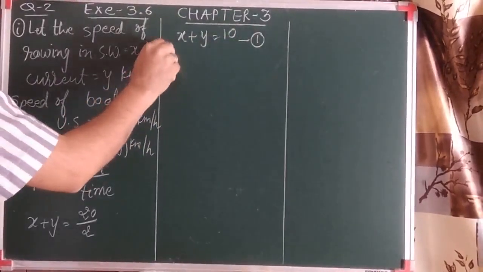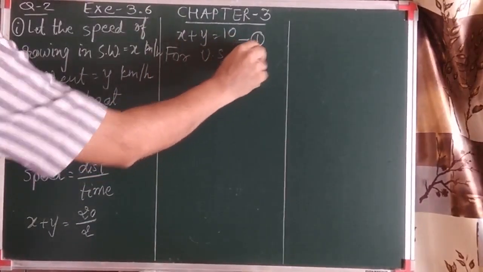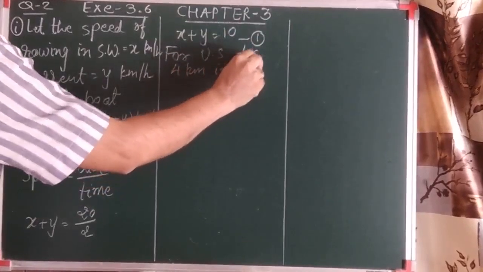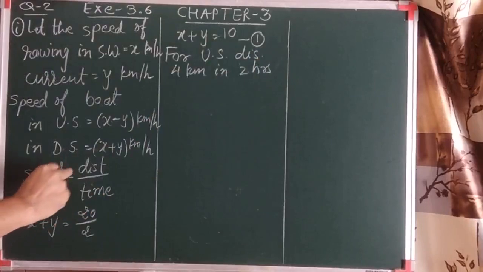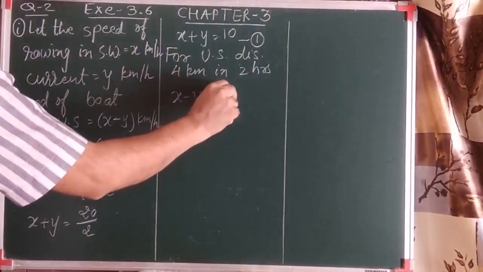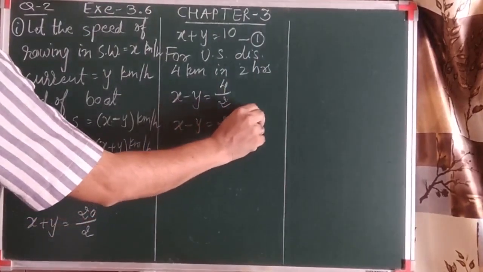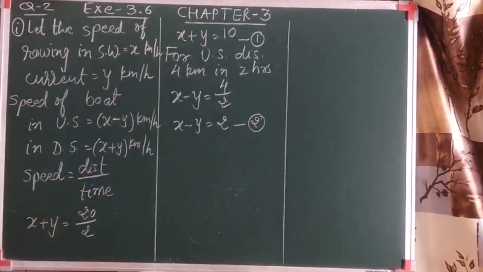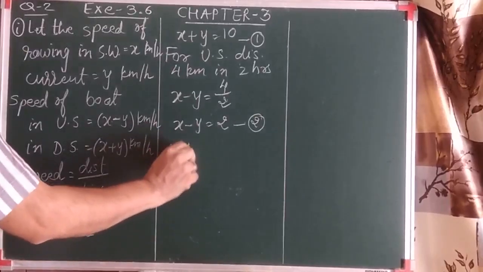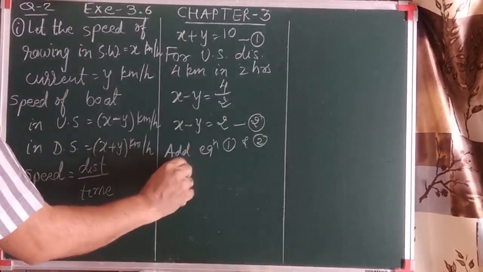Now it is mentioned for upstream, the distance covered is 4 km in 2 hours. So again let's use the same formula, speed is equal to distance upon time. So the speed for upstream is x minus y, distance is 4 km and time is 2 hours. So this is the second equation formed: x minus y is equal to 2. You can see that the coefficients of y are additive inverses in both equations. So let's add equations 1 and 2. We are using the elimination method to simplify.